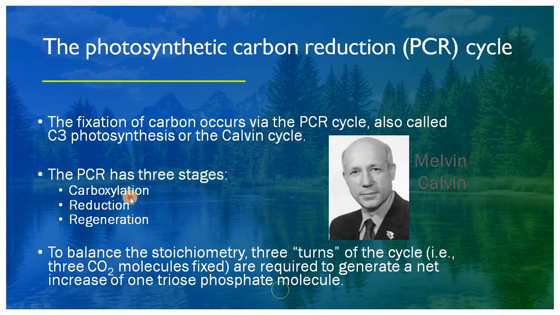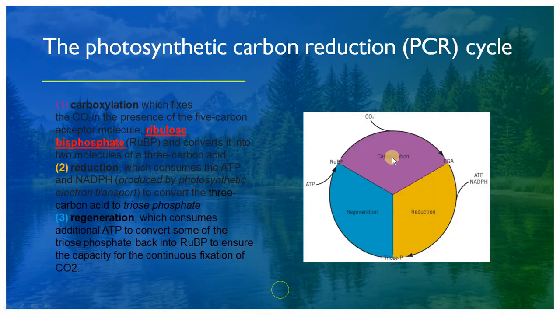So what you can see here is there are three stages. Carboxylation is where carbon dioxide is being absorbed, then the reduction stage, and then the regeneration stage. So in the first stage, we need to attach this carbon onto something. And as I mentioned before, this carbon is being attached to ribulose 1,5-bisphosphate, which is then converted into two molecules of 3-PG.